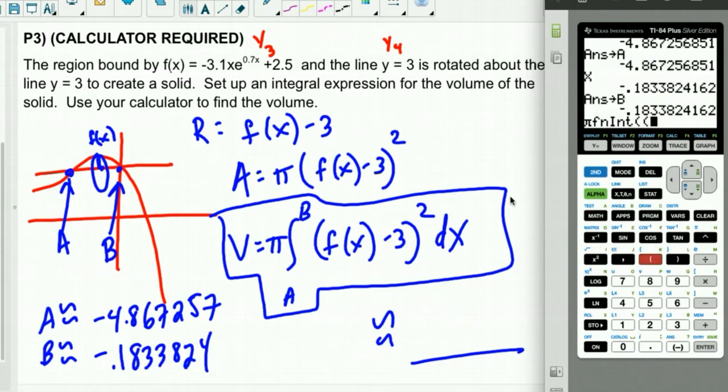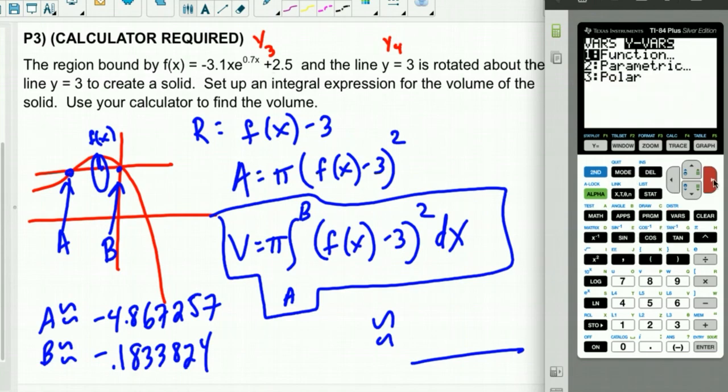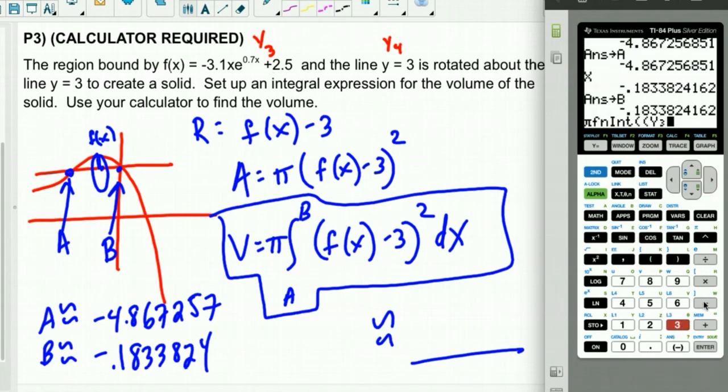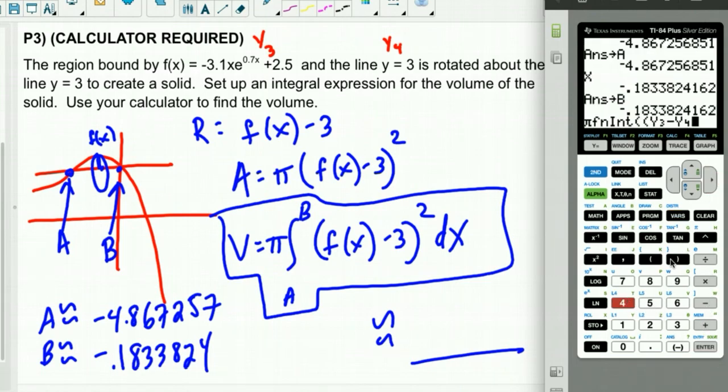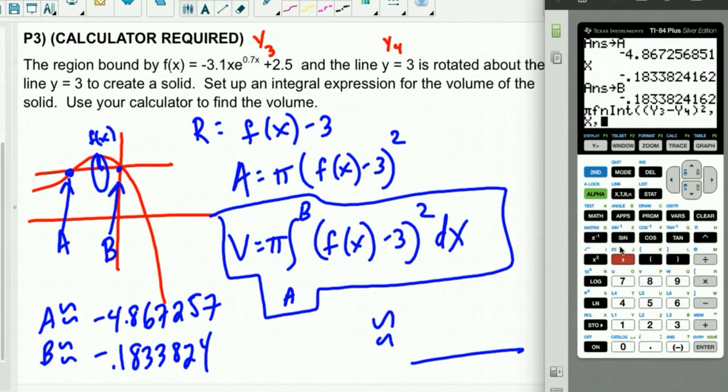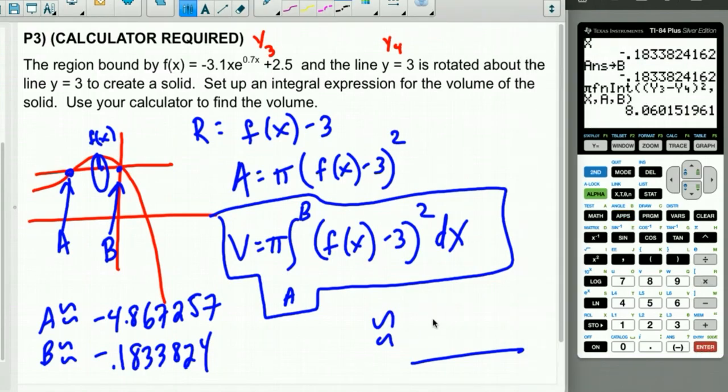So I know that it's the thing I called y3 minus the thing I called y4. So I'm going to go vars over to yvars function y3 minus vars over to yvars function y4. Close the parentheses, square it, comma, with respect to x from alpha a to alpha b. Close the parentheses and hit enter. And I get that this is approximately 8.060.